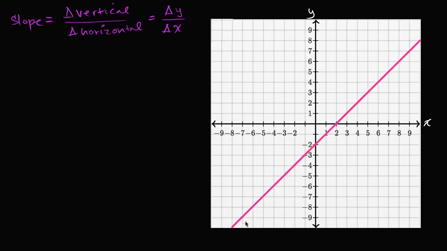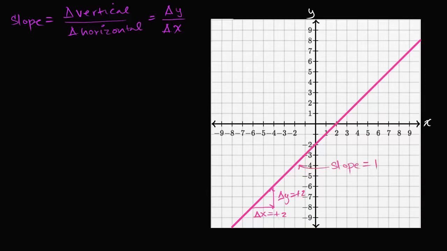Notice, as I have a change in x, however much my change in x is, so for example here, my change in x is plus 2, is positive 2, I'm going to have the same change in y. My change in y is going to be plus 2. So my change in y divided by change in x is 2 divided by 2 is 1. So for this line, I have a slope. Slope is equal to 1.